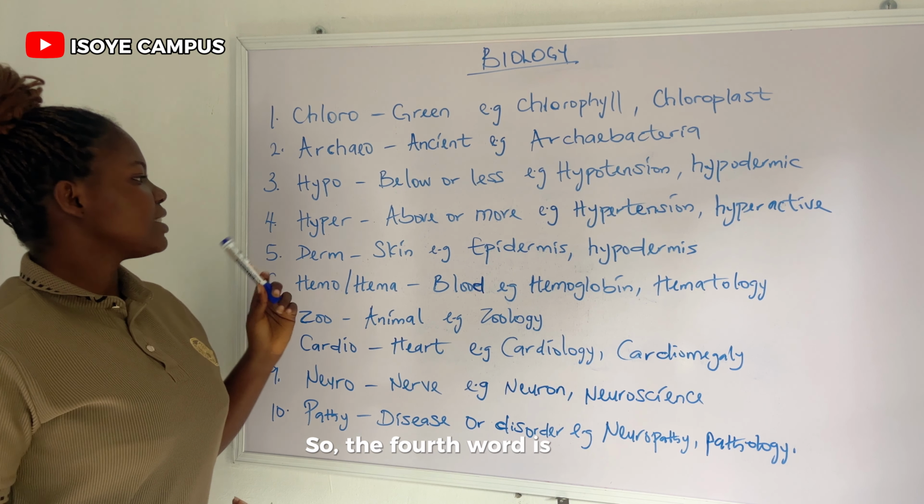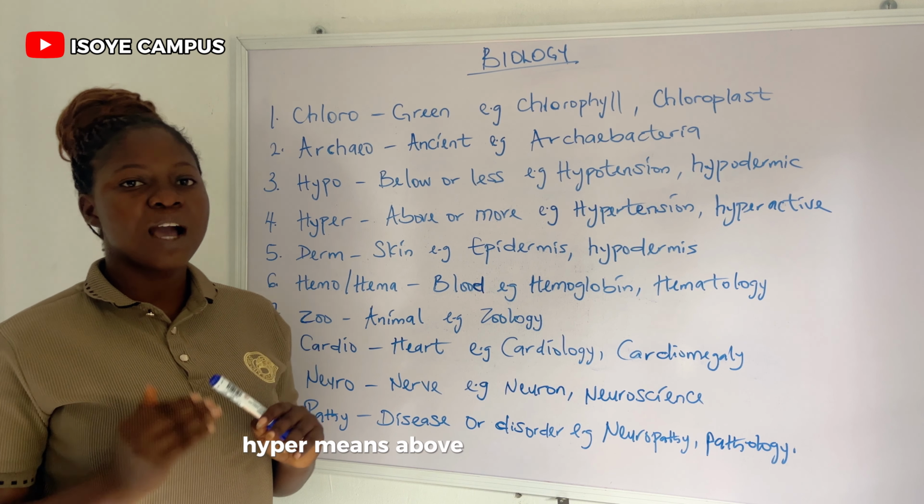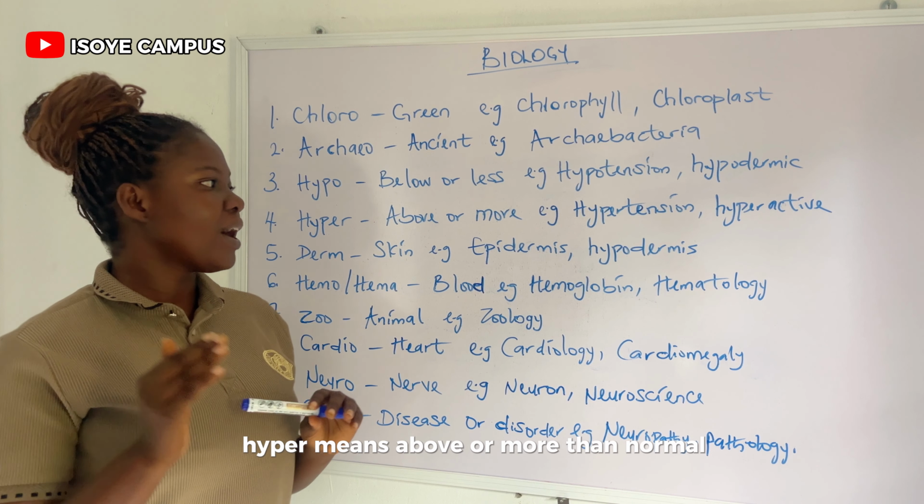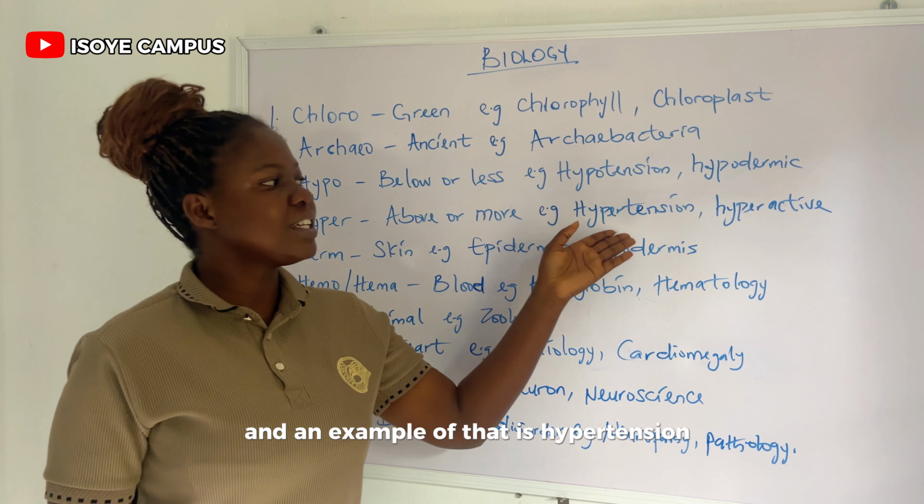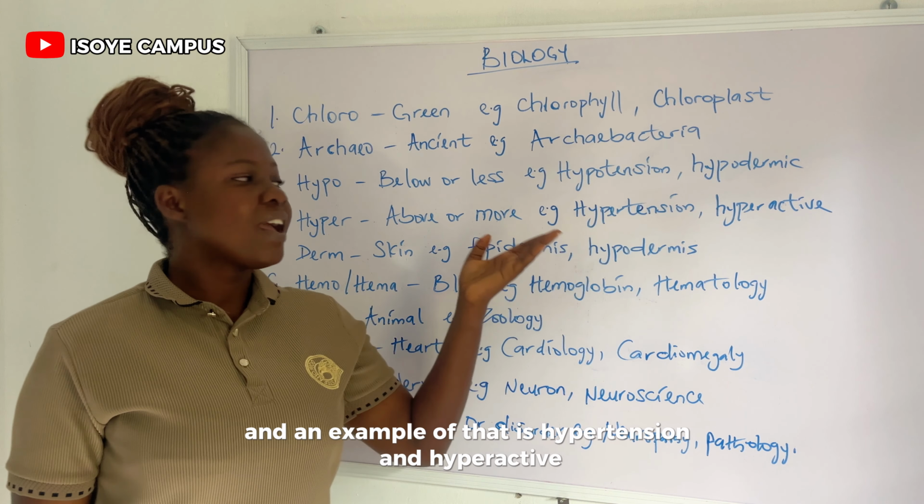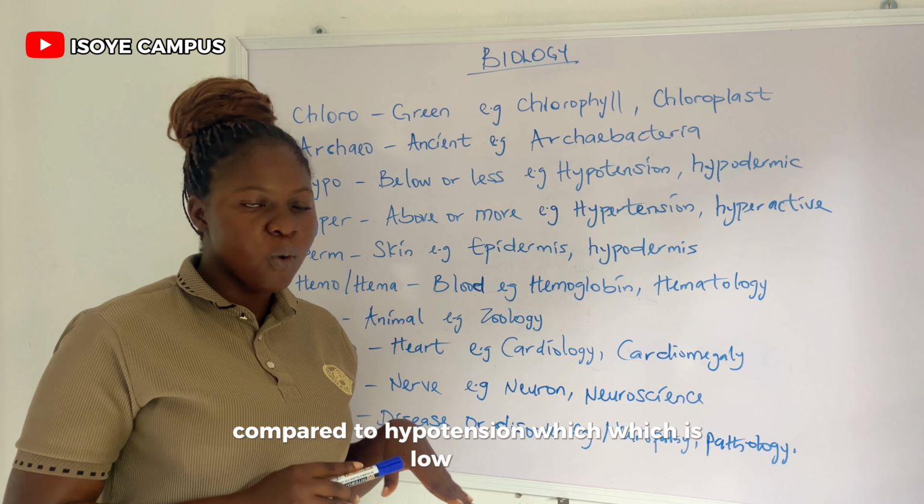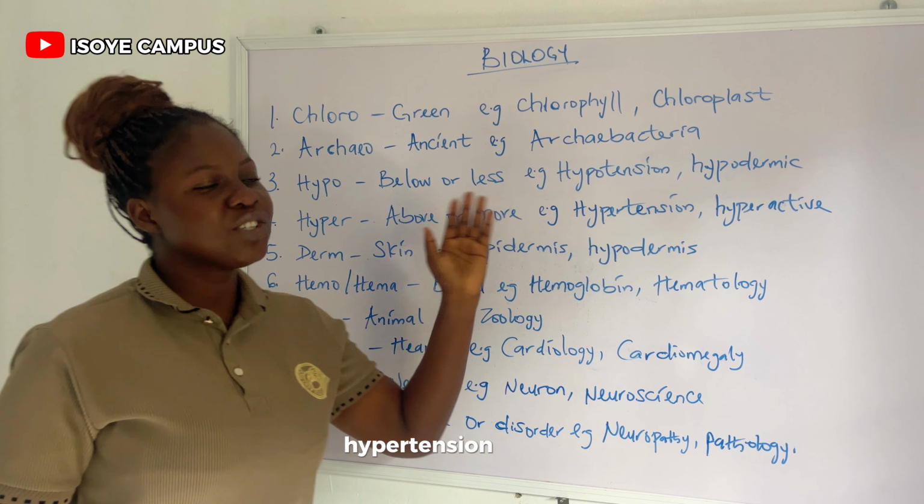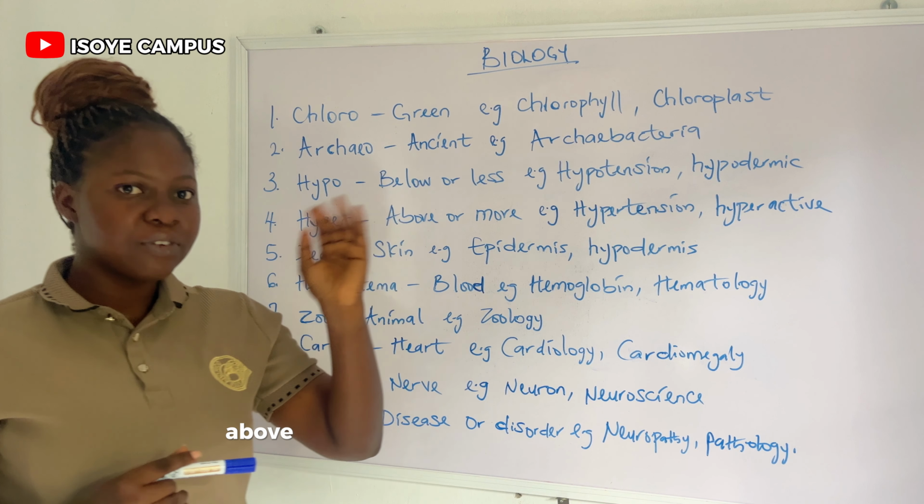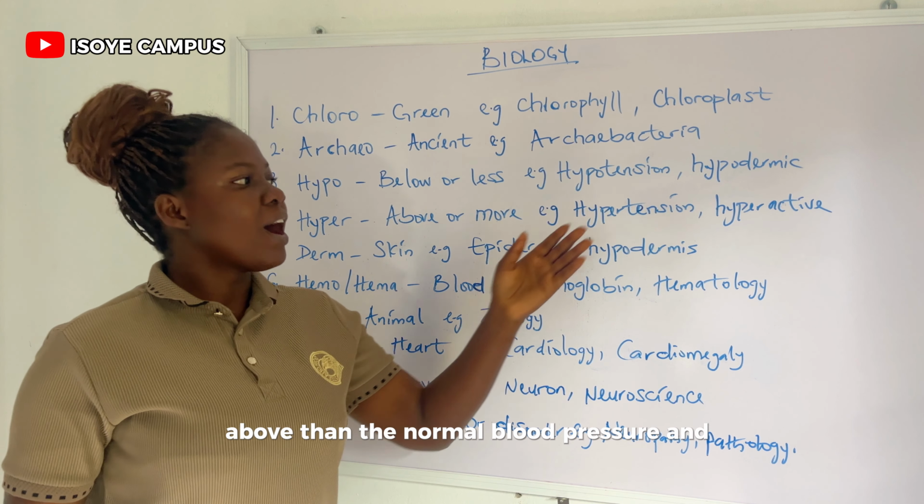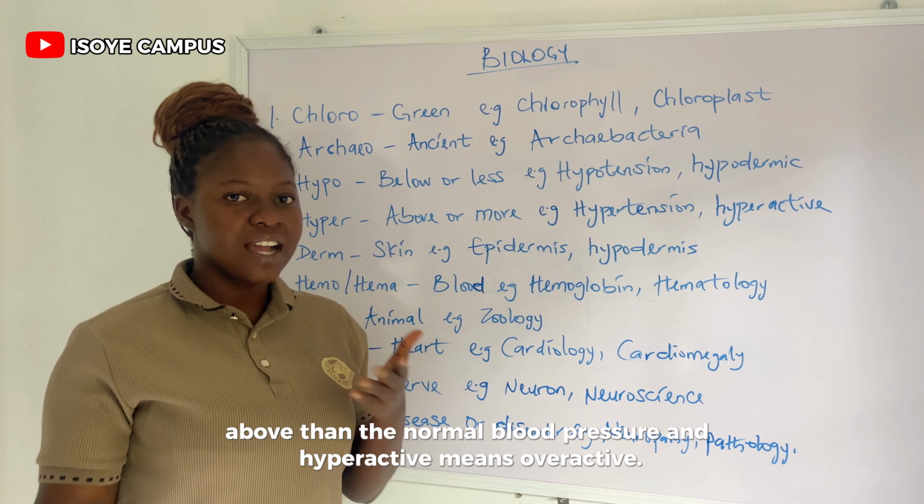So the fourth word is hyper. Hyper means above or more than normal, and an example of that is hypertension and hyperactive. Hypertension is compared to hypotension, which is low or less. Hypertension is higher, above the normal blood pressure, and hyperactive means overactive.